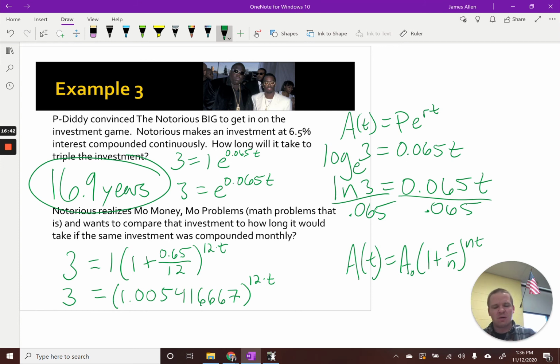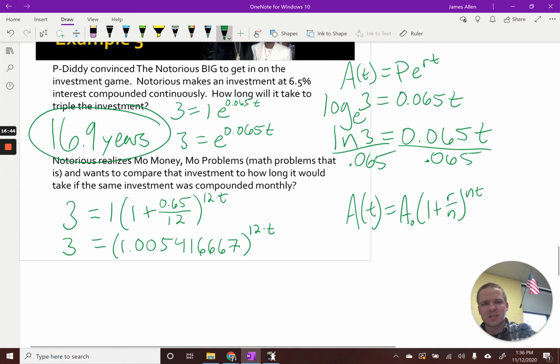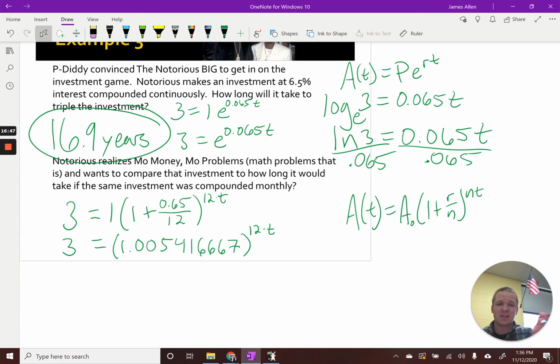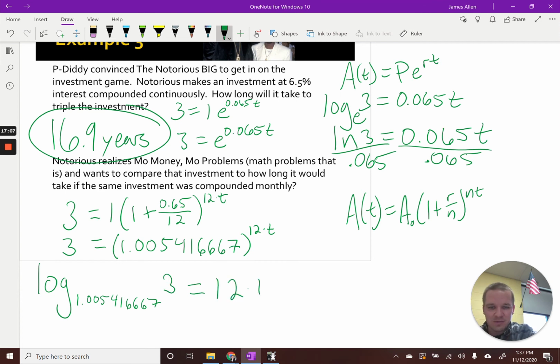So how do I solve for an exponent, right? How do I solve for that missing exponent? Well, remember, logs are exponents, so if I write this in log form, then I can solve for my exponent. So let's do that. I would have log base 1.005416667 of 3 equals 12 times t. And I know that log base something of something is just a number. So then I'd finish this out by dividing by 12 to get my t.